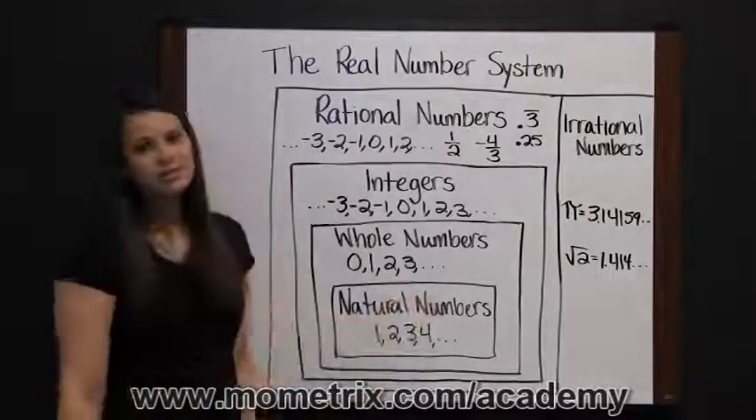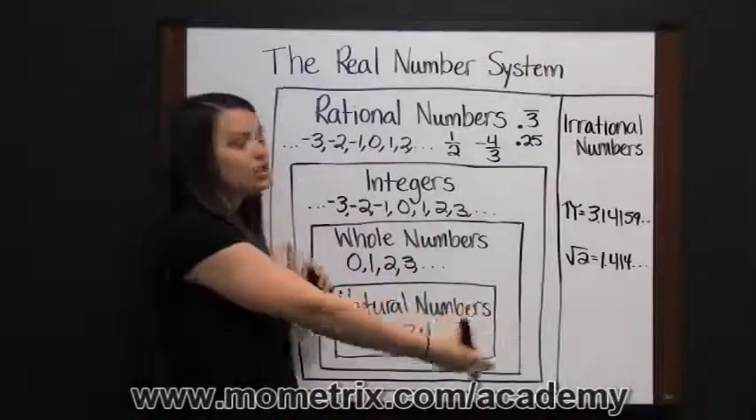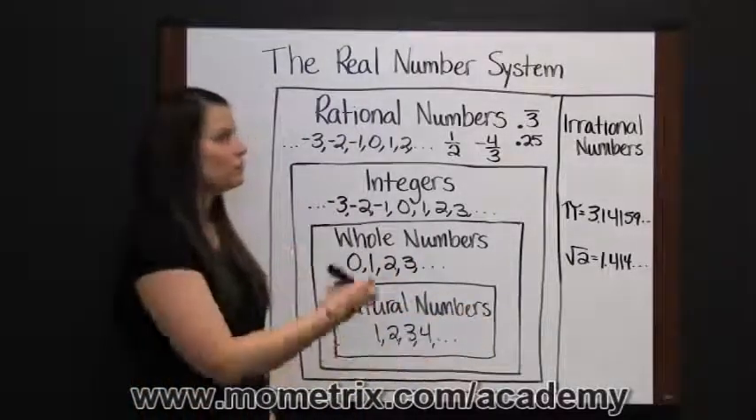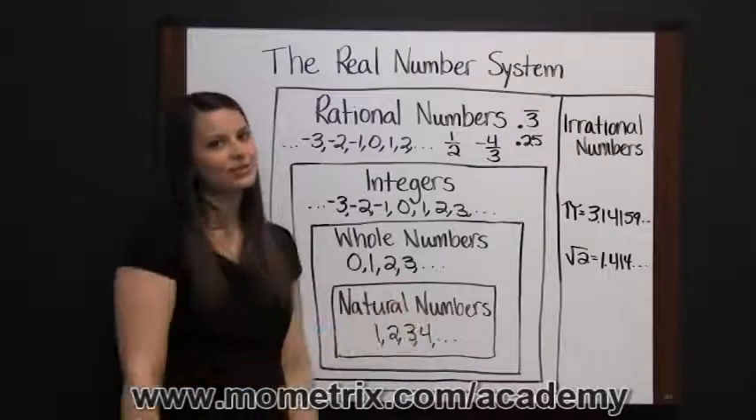So the real number system is made up of two different groups of numbers, rational numbers and irrational numbers.